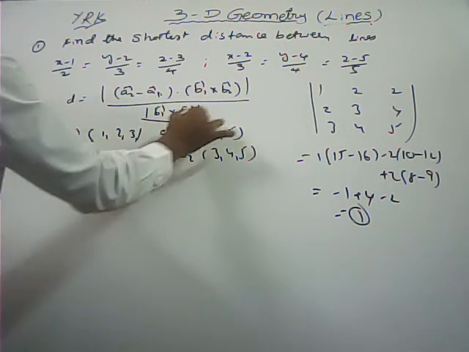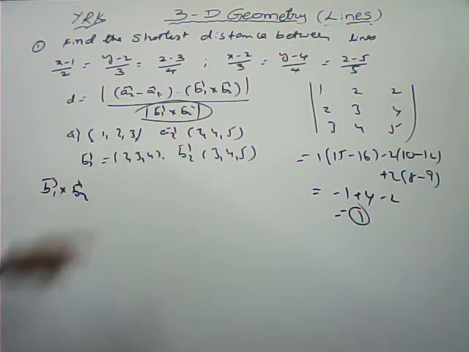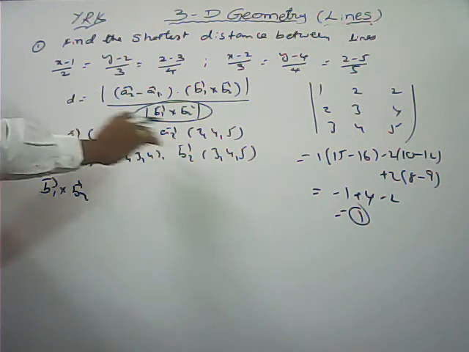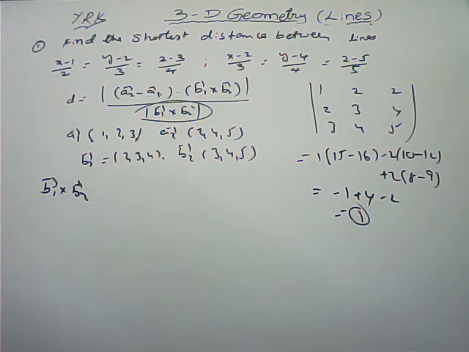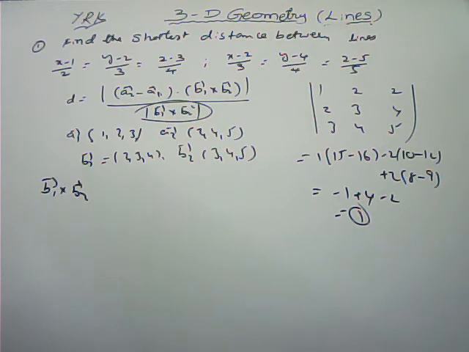Now what is the modulus of B1 bar cross B2 bar? First you can find B1 bar cross B2 bar. Here I did not get the distance as 0. Numerator is not equal to 0, means both are not intersecting and not parallel. So both are skew lines, we say.